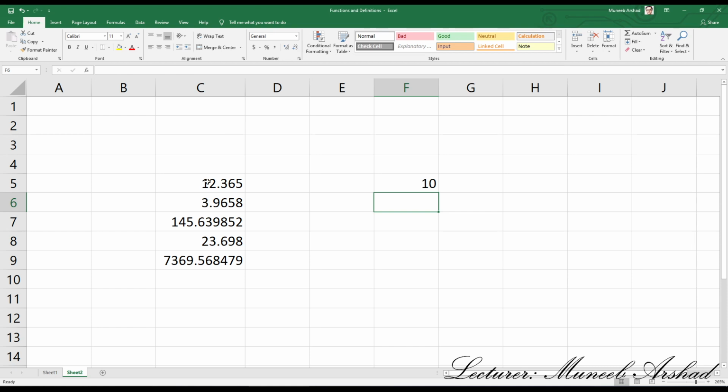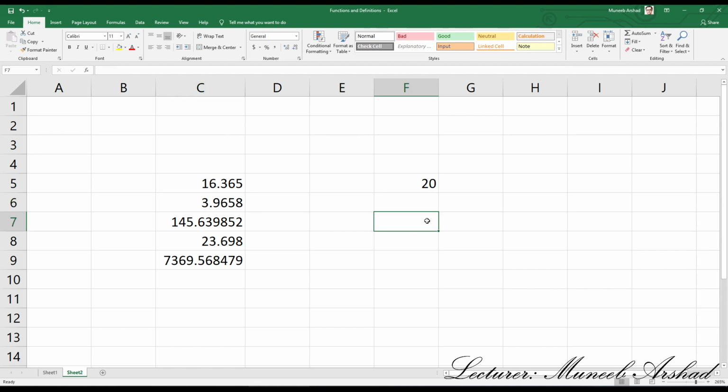So let's change our example from 12.365 to let's say 16.365. As soon as I press enter, the function is already applied for nearest 10, so it will only reflect change on the function. So when I press enter, the answer comes out to be 20 because now 16.365 is closer to 20 rather than 10.